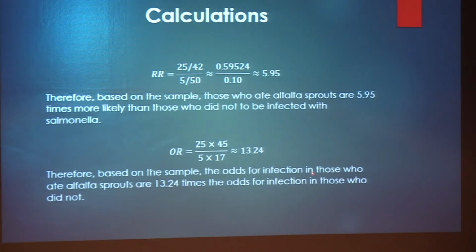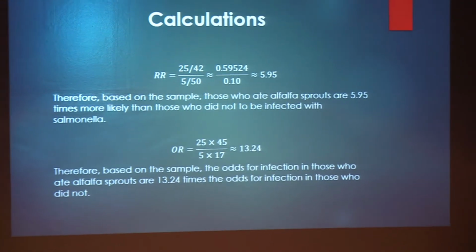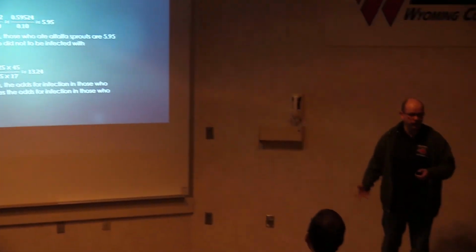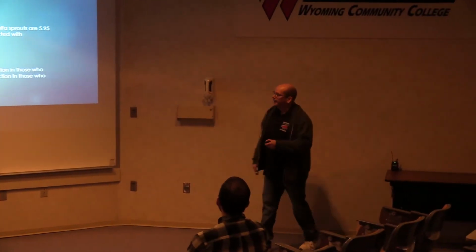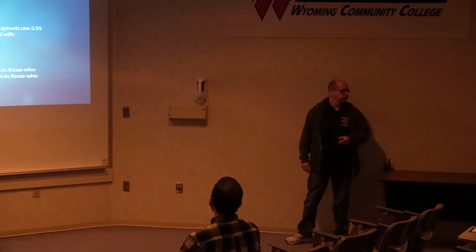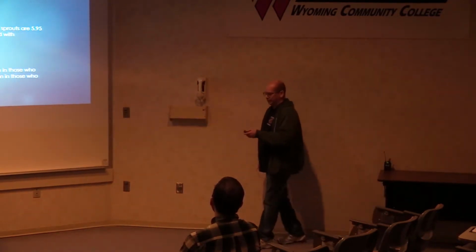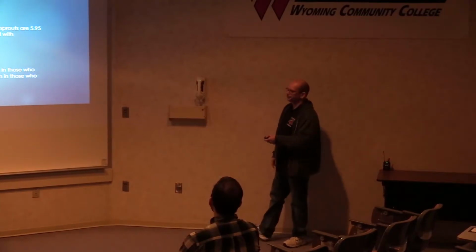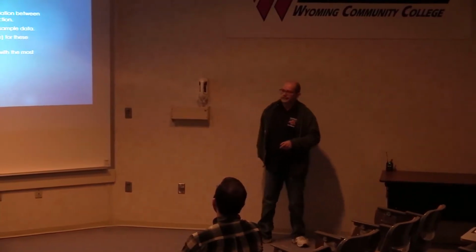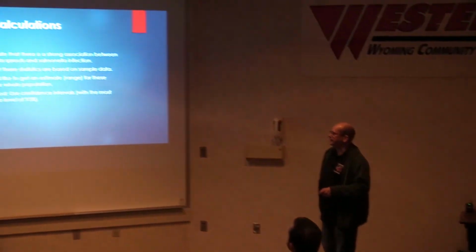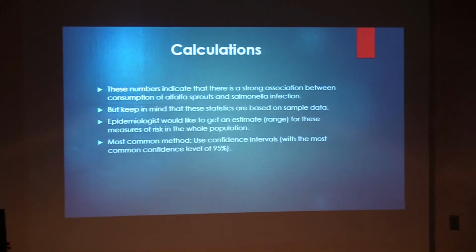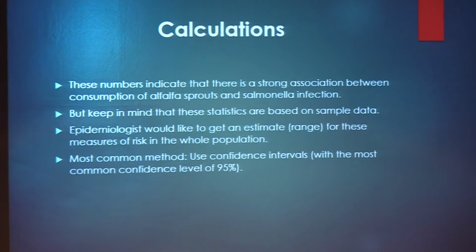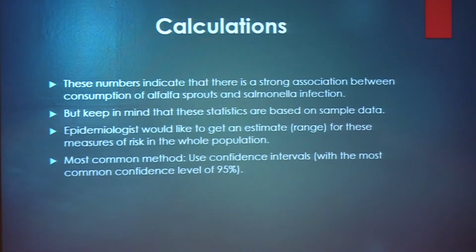And what's interesting to observe here is that the odds ratio usually overestimates the overall risk. The risk ratio is always a better measure, but there are problems with the risk ratio because you cannot always use it. If you have a case control study, you cannot use the risk ratio. There are good reasons for it. I'm not going to go into that today. So what do these numbers tell us? They tell us that there is a strong association between consumption of alfalfa sprouts, that's my exposure, that's how I measure exposure, and salmonella infection.